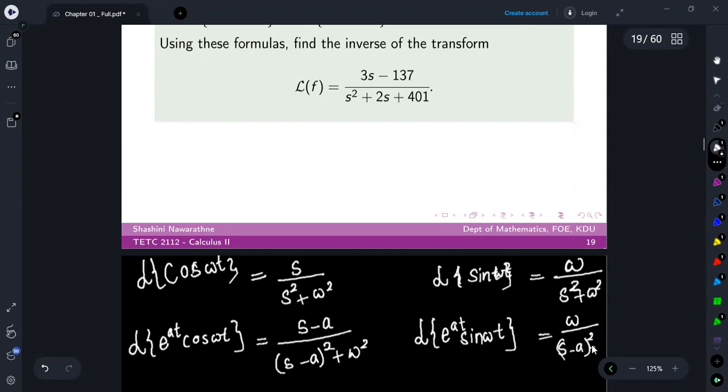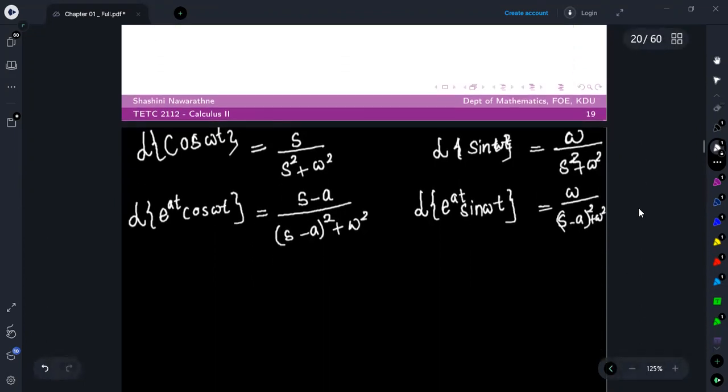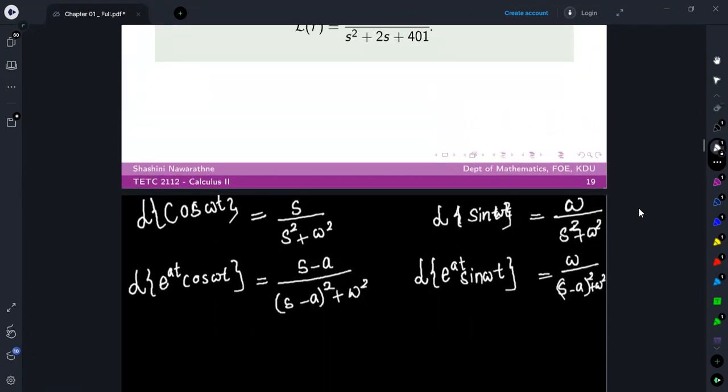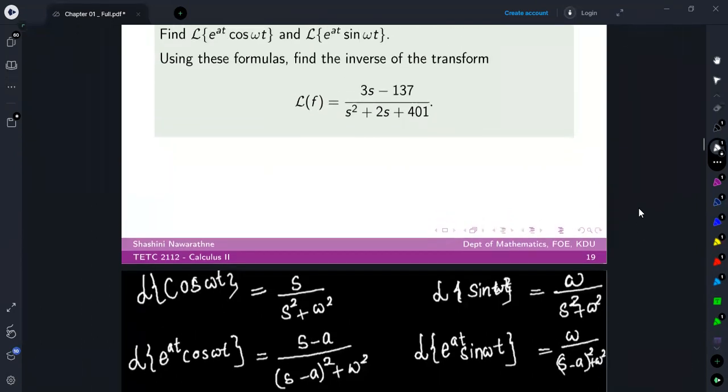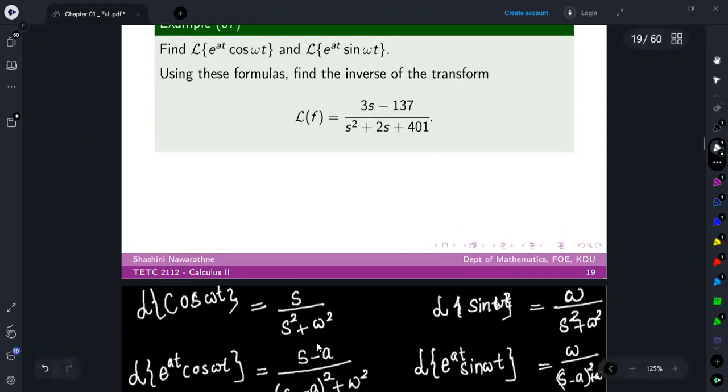Since in this function there is an s term only in the denominator, we have to replace that s. So this is the way of obtaining the Laplace transform of e to the power at cos omega t and e to the power at sin omega t. And then as the next part, by using these two formulas, we are asked to find the inverse transform of the given function.